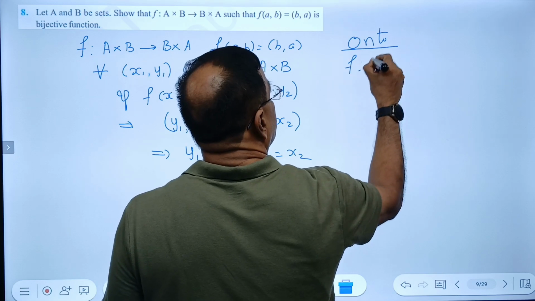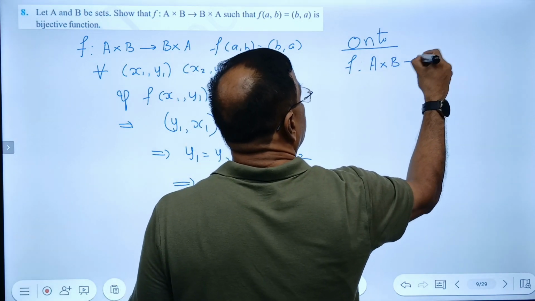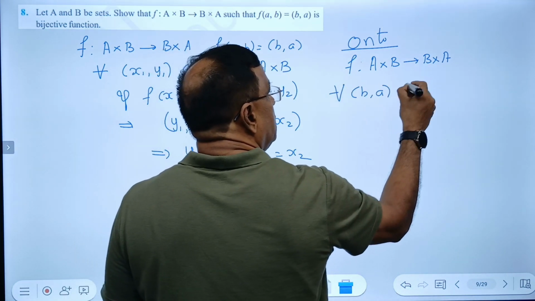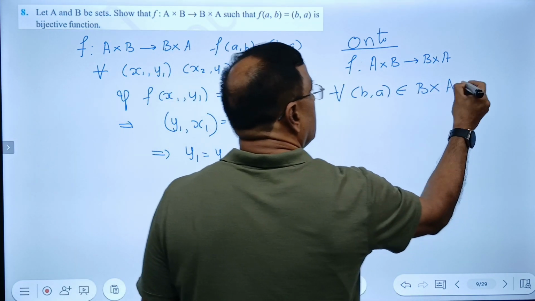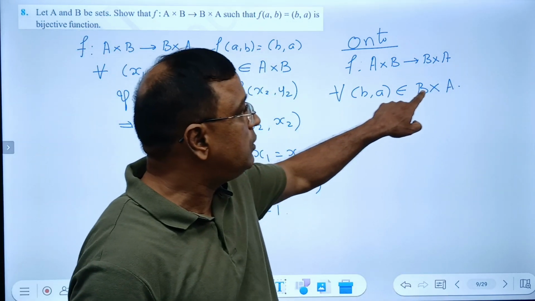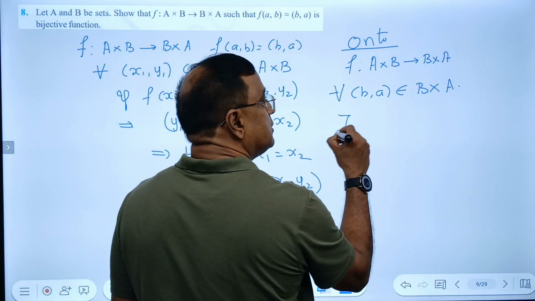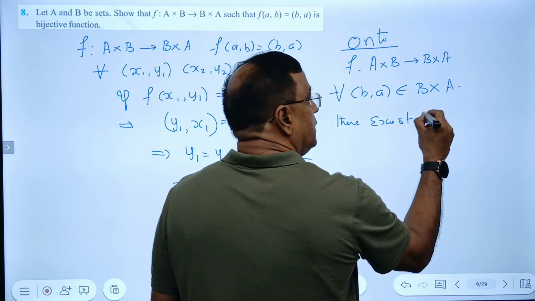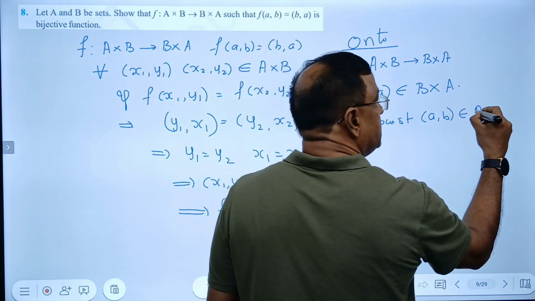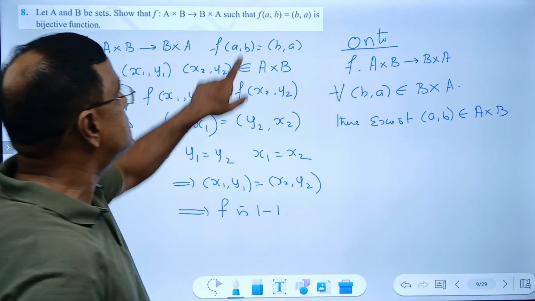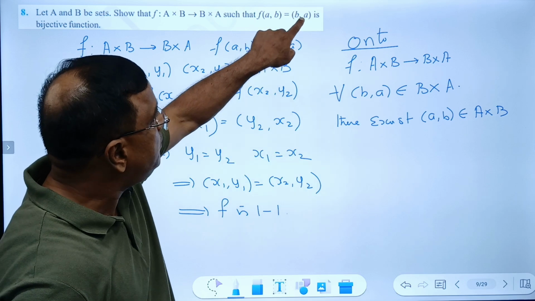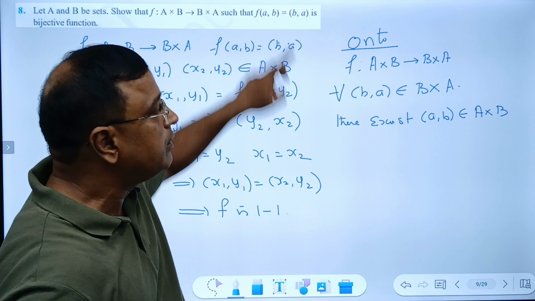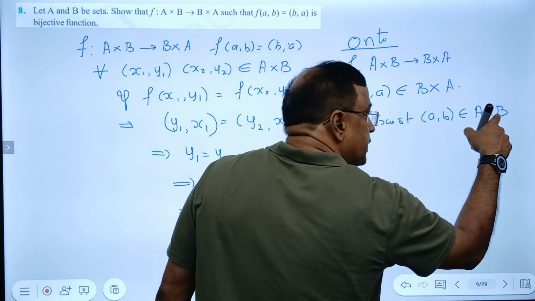Now for onto, f from A cross B to B cross A. For every (b, a) belonging to B cross A, there exists (a, b) belonging to A cross B. Why? It's defined like this: f of (a, b) is (b, a). So for every (b, a), there must be an (a, b). For a b, you should have an a, and for an a you should have a b. So there exists (a, b) belonging to A cross B.